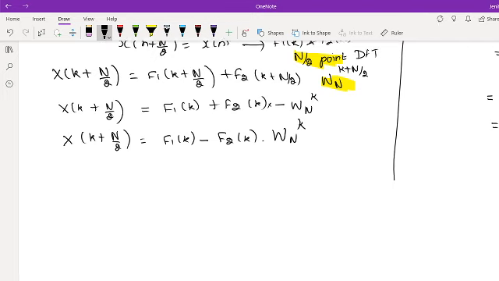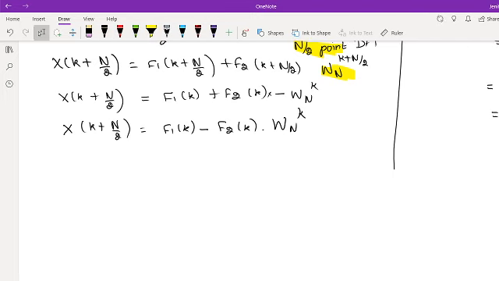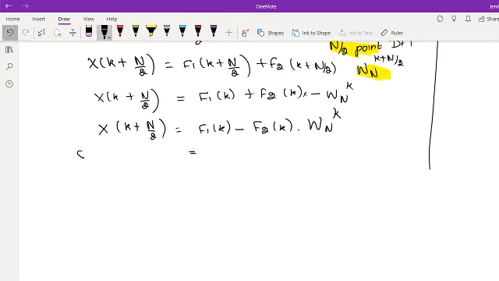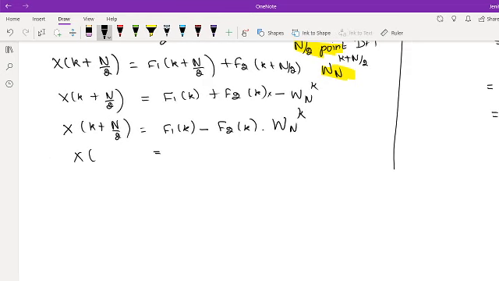Now apply the values again for k equal to 0 to 3, because we already did the advancement. So we are going to apply the 4 values, k from 0 to 3, with n is 8. So x of 0 plus 8 by 2. So 0 plus 8 is 8, by 2 is 4. So 0 plus 4 is 4. So x of 4 is equal to f1 of 0 minus f2 of 0 into w8 power 0.